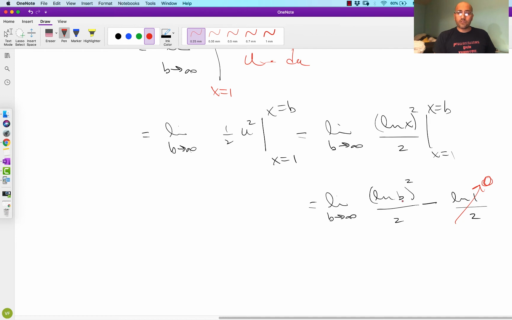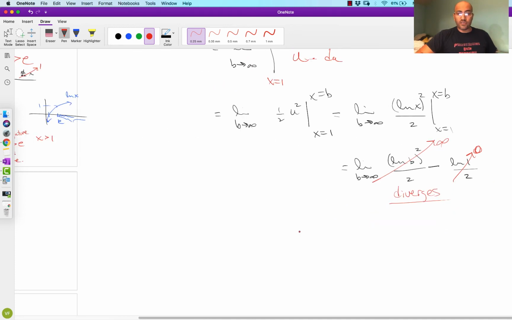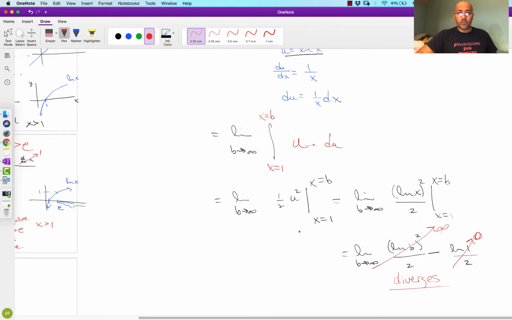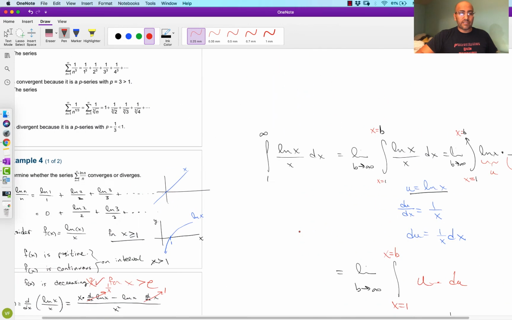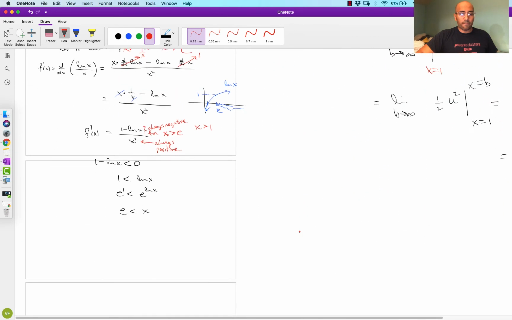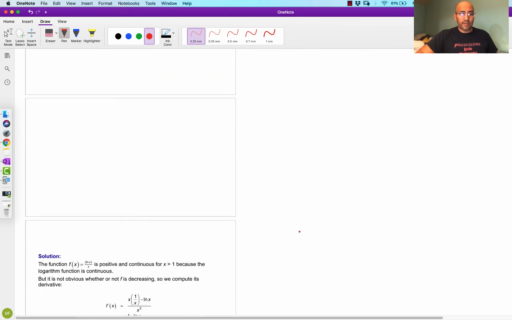And as b goes to infinity, ln of b is going to go to infinity. Squaring it just makes it go to infinity that much faster. And dividing it by 2 will slow it down, but not enough for it to make a difference. This is still going to go toward infinity. It diverges. Okay, so we've established that the improper integral diverges. So that means we can conclude that our series is also going to diverge. Let's put all that together.